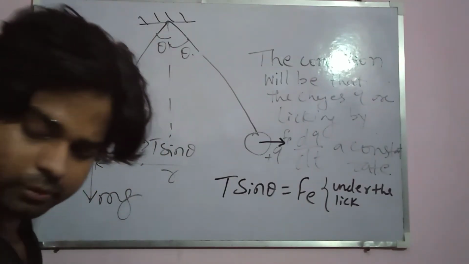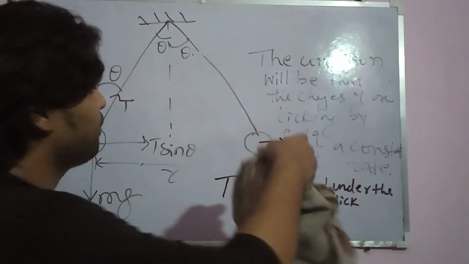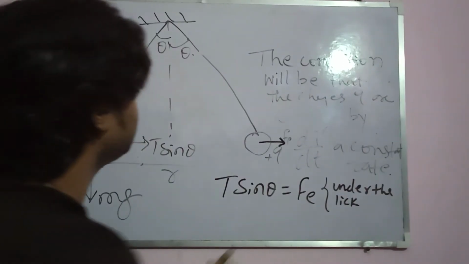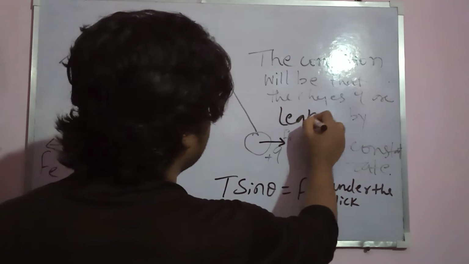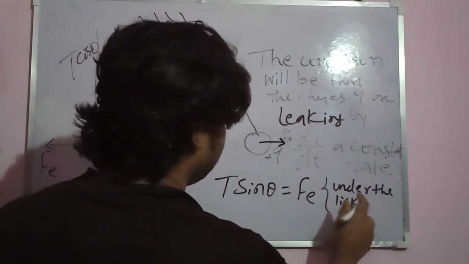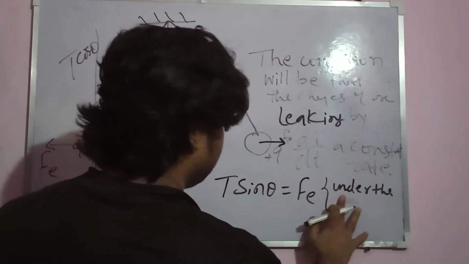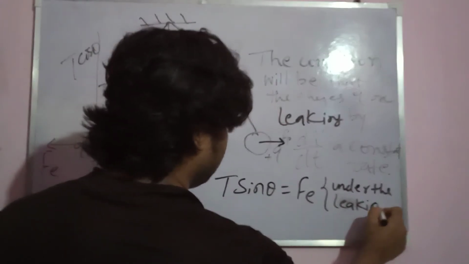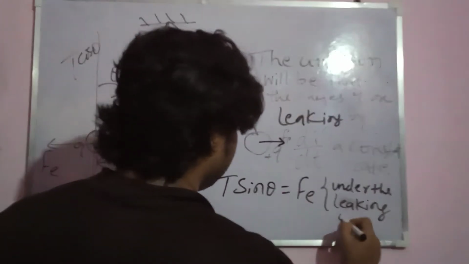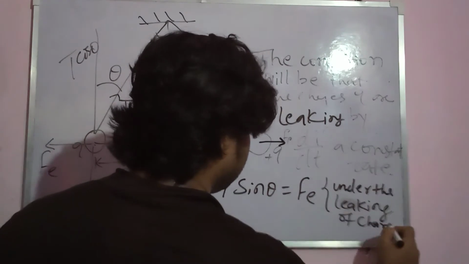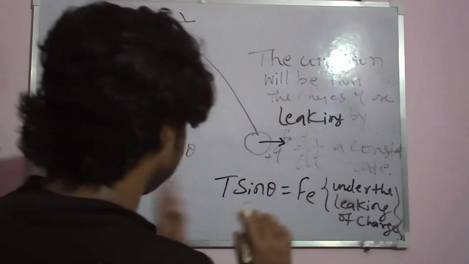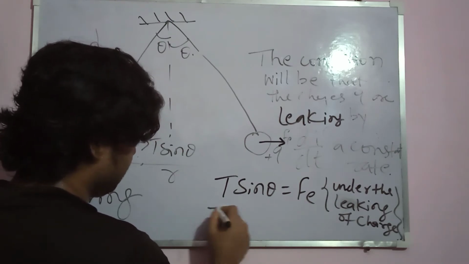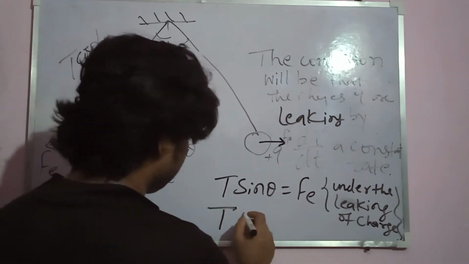That leaking, my spelling is wrong. It's that leaking, it's this leaking. Sorry for it. What happened now? What happened? Under the leaking charge. So our internal memory has failed, but the video is still on.